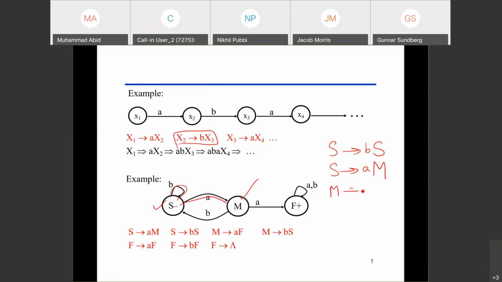M can be replaced by A S. M can also be replaced by A F. Now we have covered all possible outgoing edges of this state. Now we take this state. F can be replaced by A F, and F can be replaced by B F. And this is a final state, so it should have this lambda production also. This means that this is a final state. If you have more than one final state, each such state must also have this production rule so that it can also accept lambda. Any questions here? If you guys have any questions here.